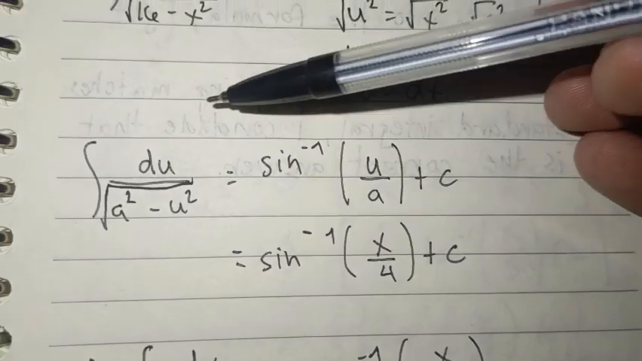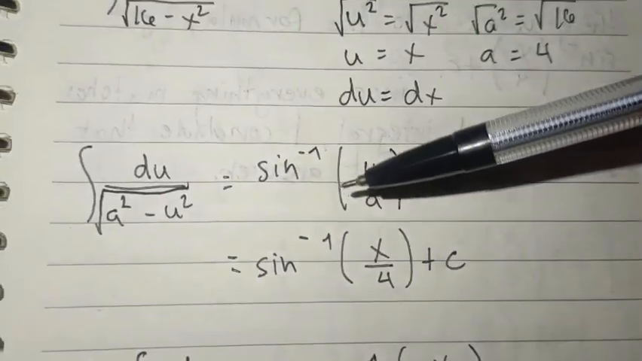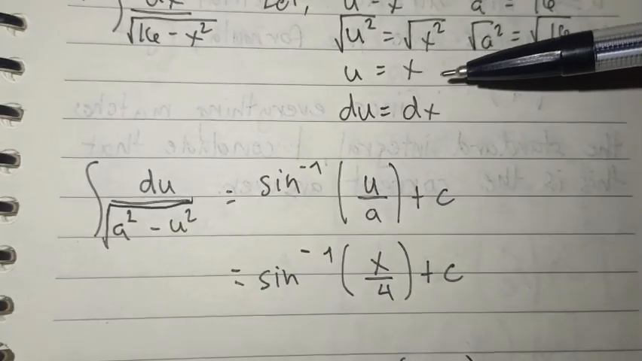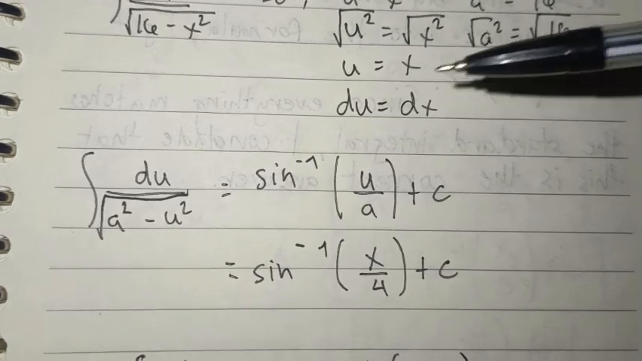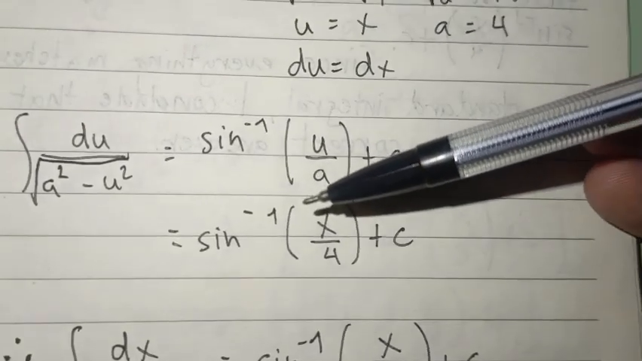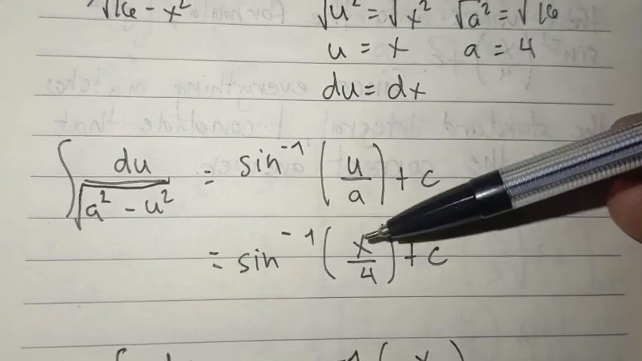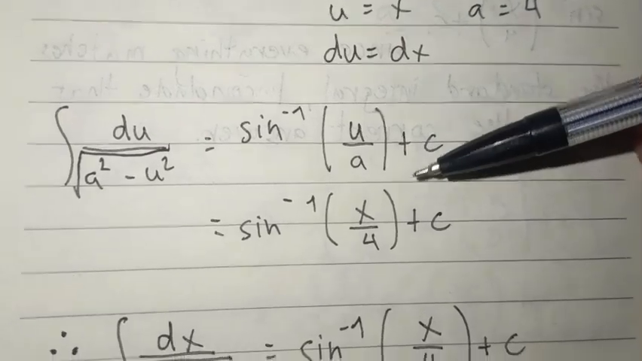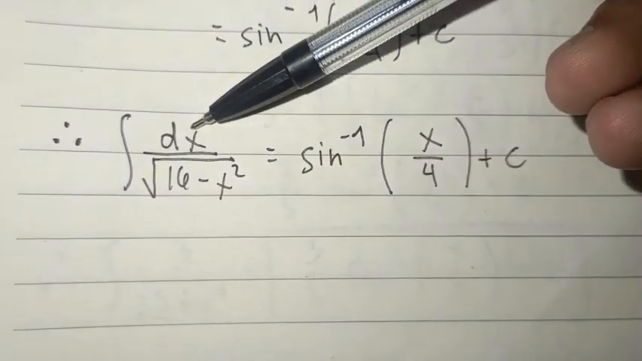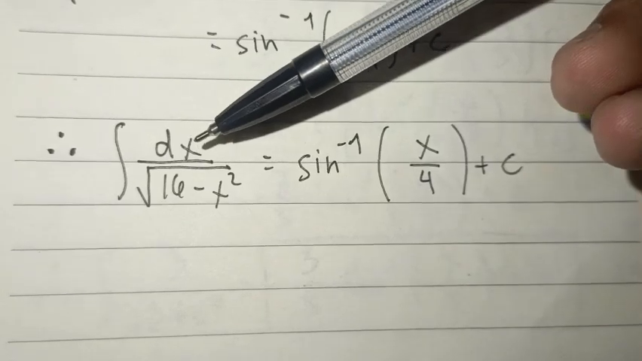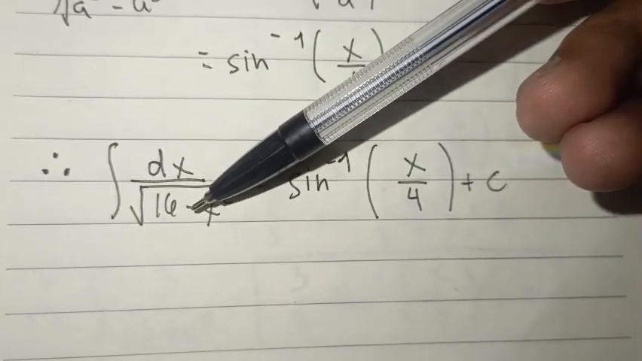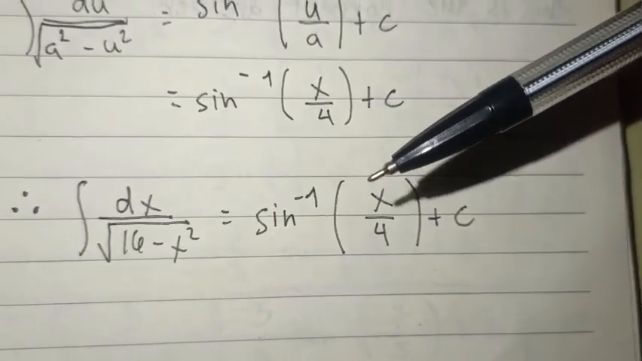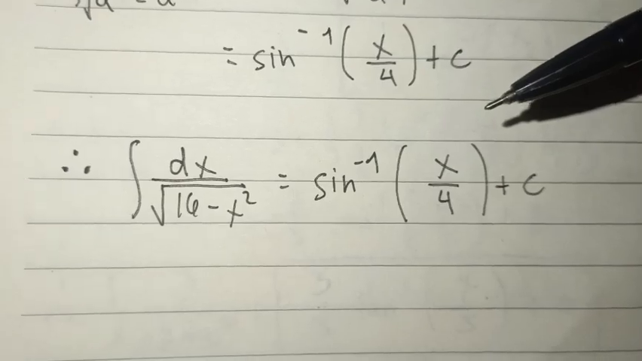So here's what we're going to do now: we're going to substitute again our expression to our original values. So we have sine raised to negative 1, multiplied by x, because u is equal to x and a is equal to 4. So x over 4 plus c. Therefore, the antiderivative of dx over the square root of 16 minus x squared is sine raised to negative 1 of x over 4 plus c.